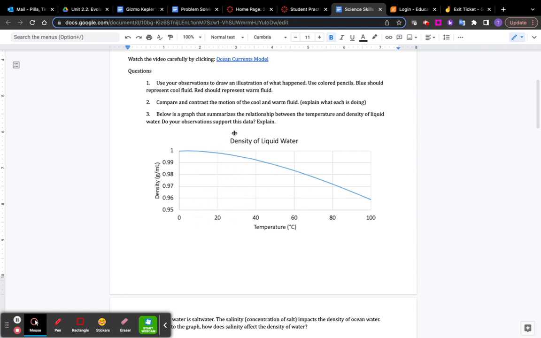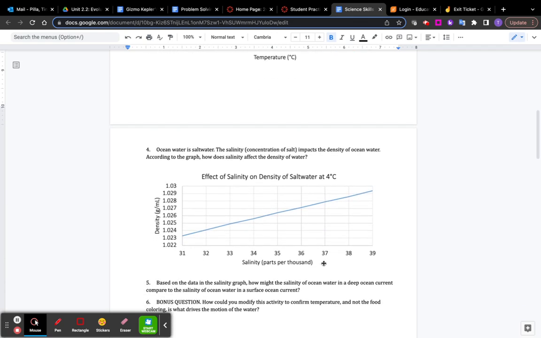Again, we have a graph. It tells you to analyze this graph. Notice we're looking at the density of liquid water as the temperature changes. So this is telling you something about how dense water is at different temperatures. You should be able to see that there is a trend.